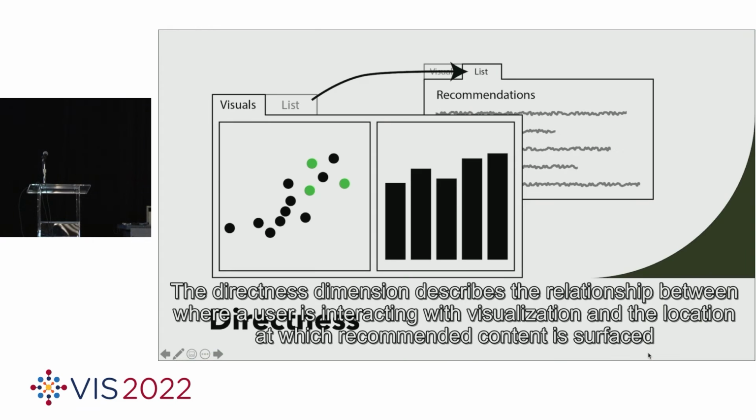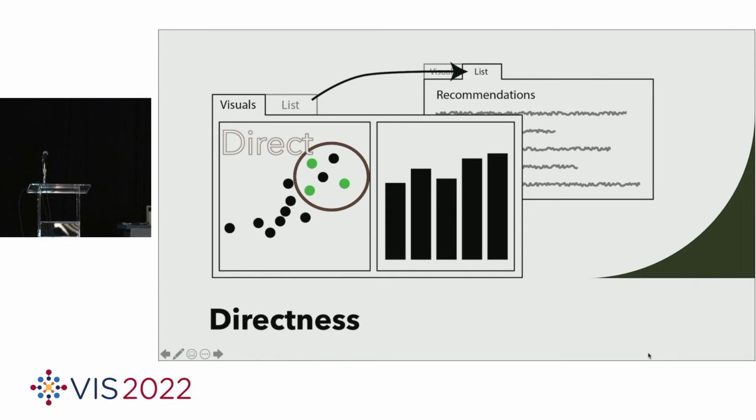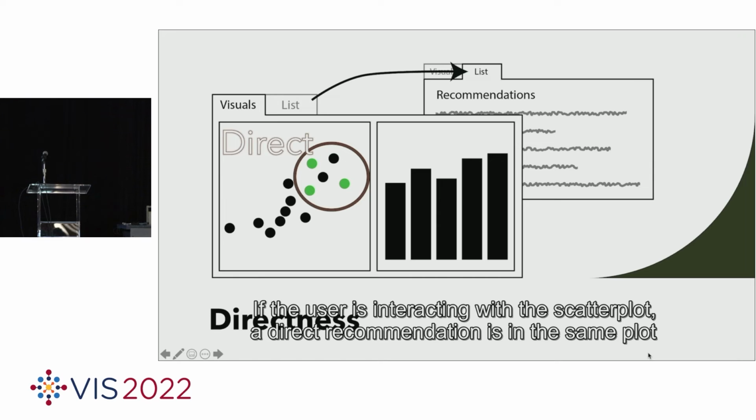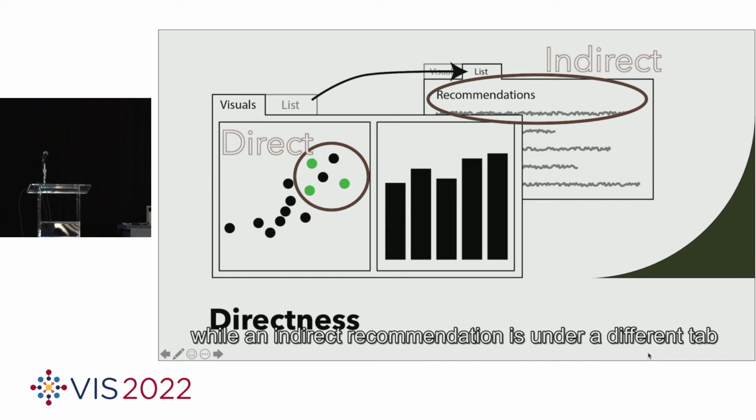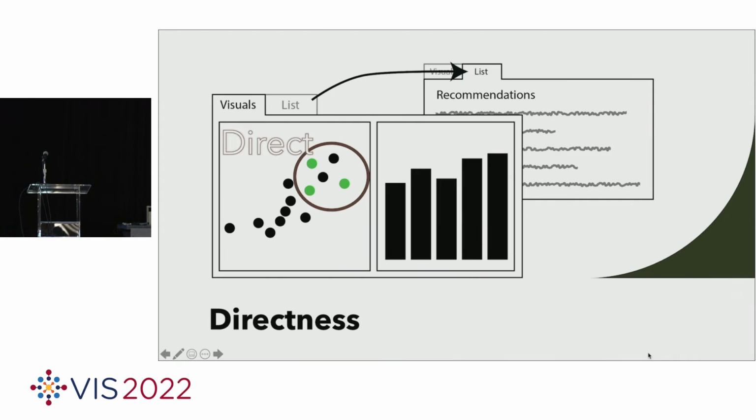granularity. The directness dimension describes the relationship between where a user is interacting with the visualization and the location at which recommended content is surfaced. If the user is interacting with the scatter plot, a direct recommendation is in the same plot, while an indirect recommendation is under a different tab.